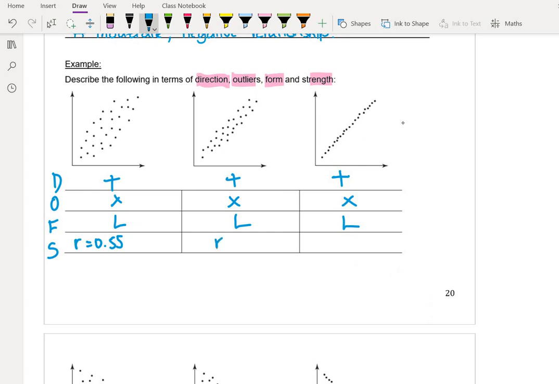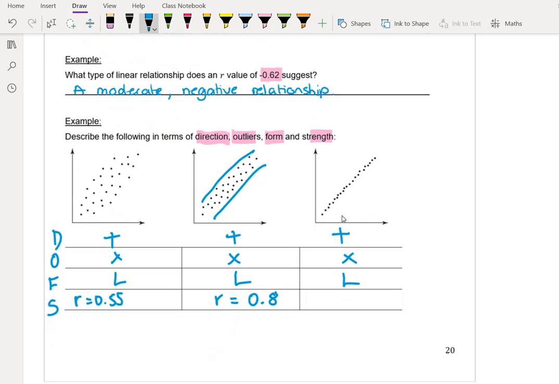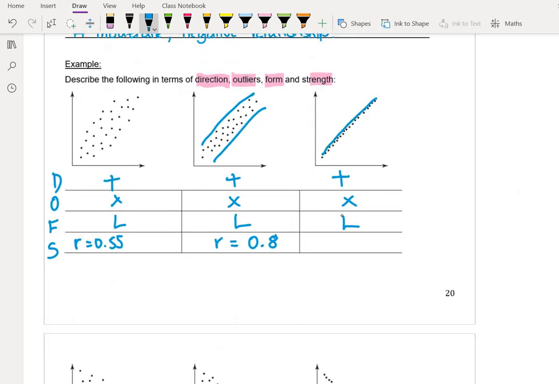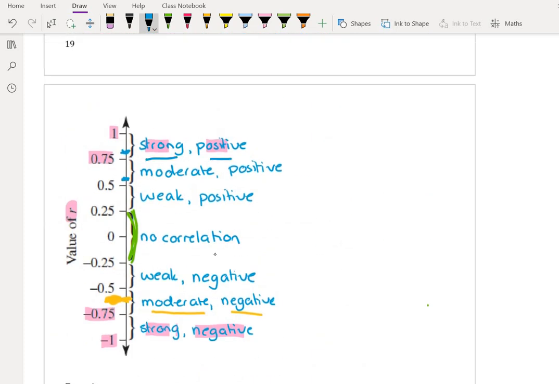Next one, you can see a lot more together, forming a more straight line. So it's probably like a 0.8 and still positive. So if we were to describe that, it'll be like somewhere here. So strong and positive. This one right here, it's almost perfect, but it's not quite perfect. You can see some of them a little bit off this straight line by very, very little. So this will be almost like 0.95 or even higher. So this will be very strong and positive as well.